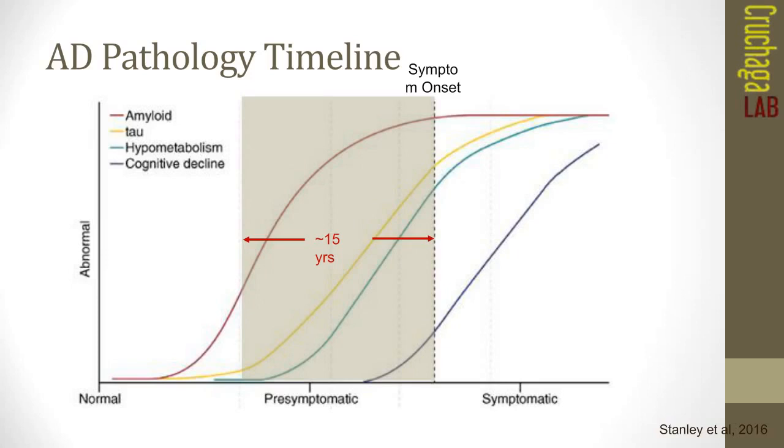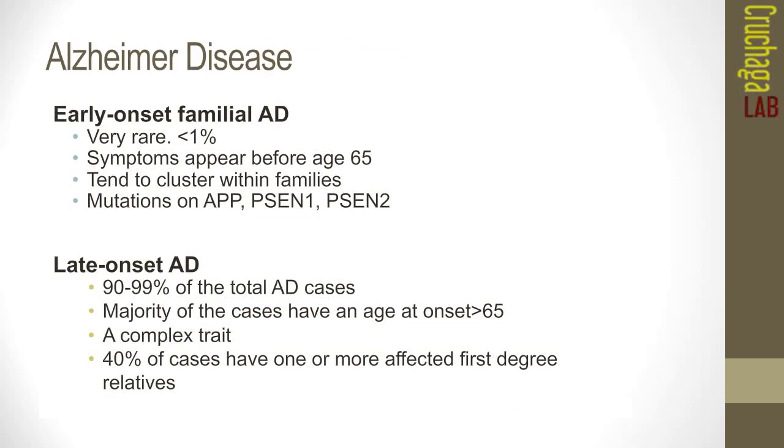Indeed, in AD, we see neuronal loss and astrocyte proliferation. That's something else that is characteristic of AD from the pathological point of view. So there are different manifestations of AD.